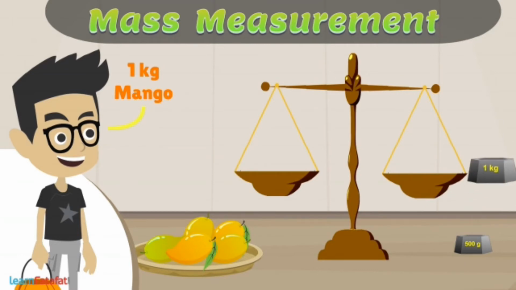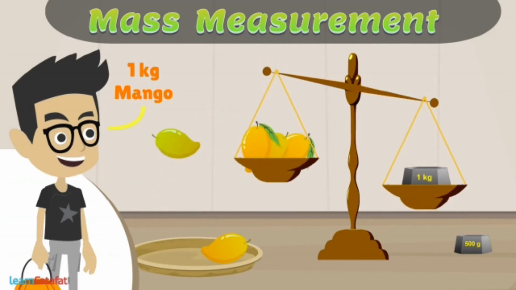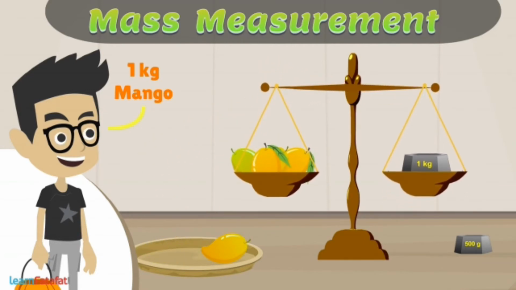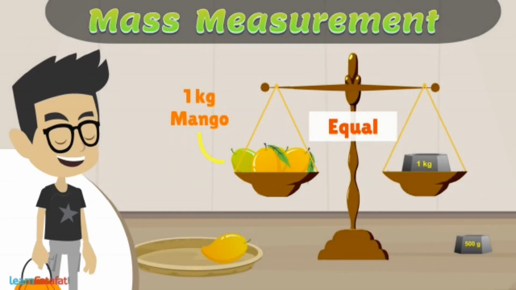We can find the mass by using a beam balance. Children, we can find mass by using a beam balance. How will you find it? See this animation. That man needs 1 kg of mango. He is using a beam balance. Observe that.